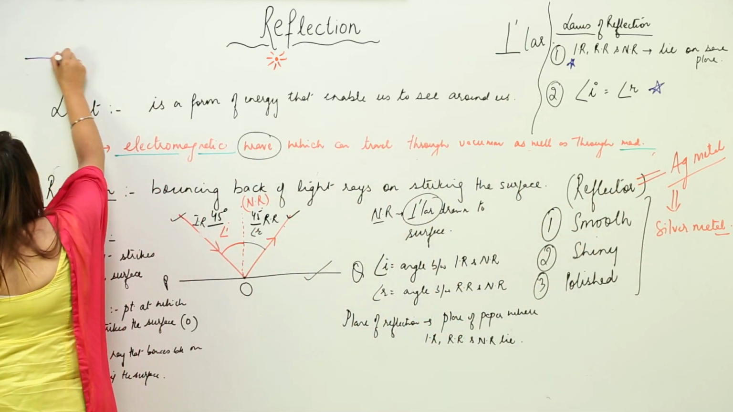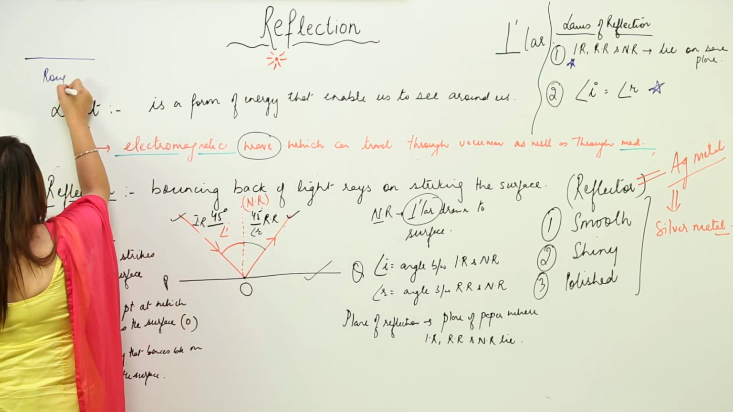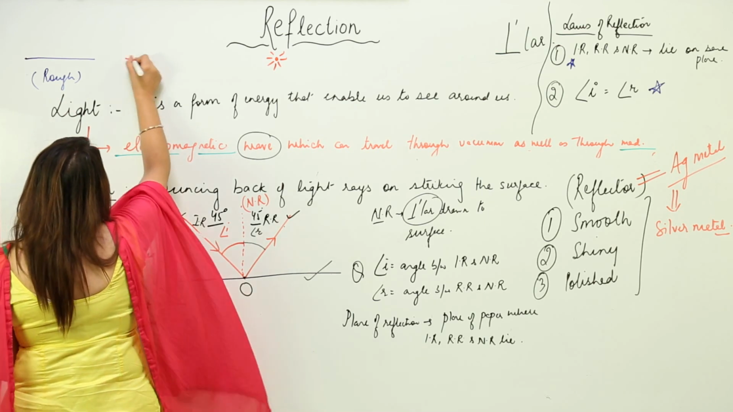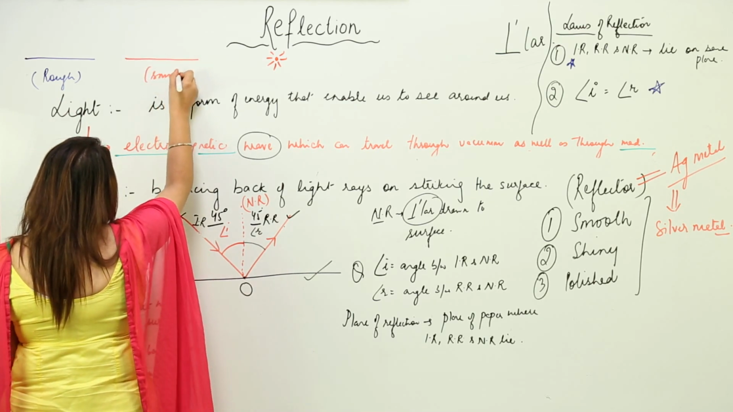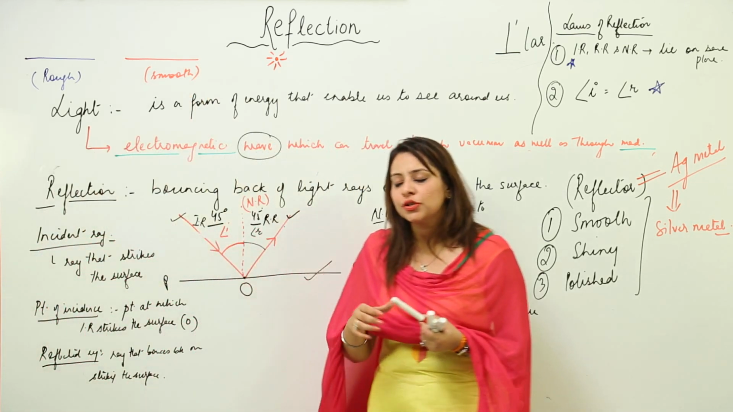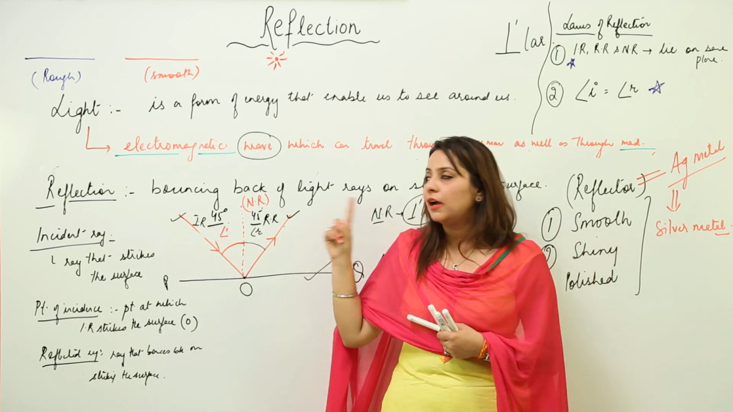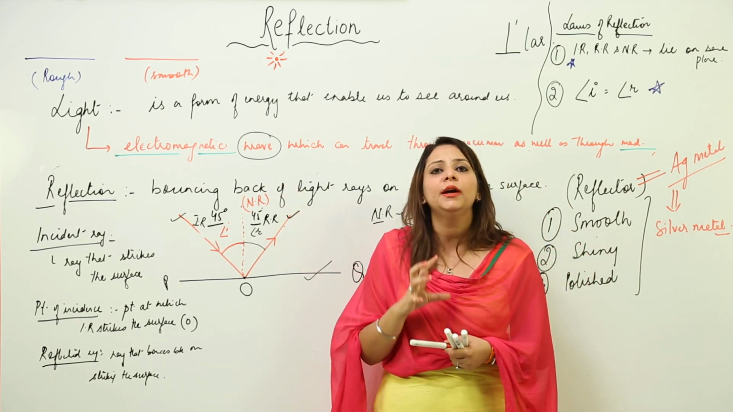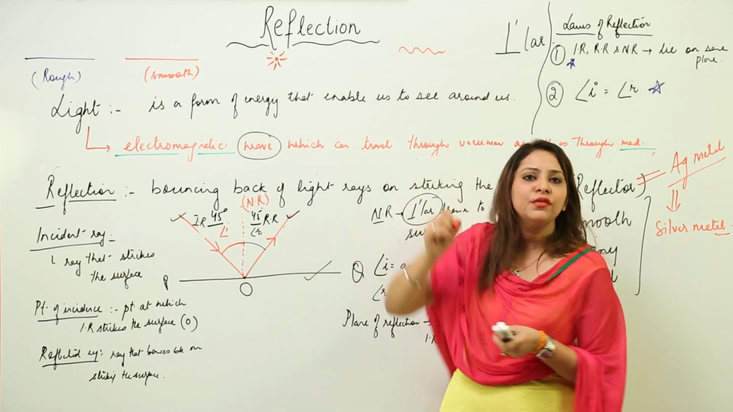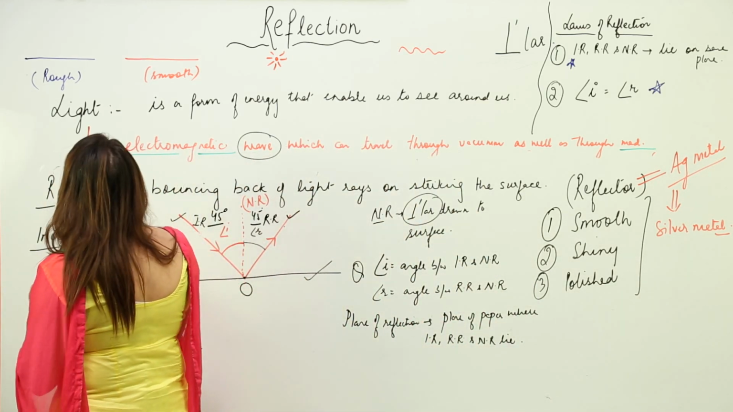See, suppose this is my rough surface, and this is my smooth surface. I think you know the difference between the rough and the smooth ones. Smooth ones are slippery, and rough surfaces are those which have irregularities in them. They have ridges and grooves between them. So we'll see what kind of reflection we observe in both.